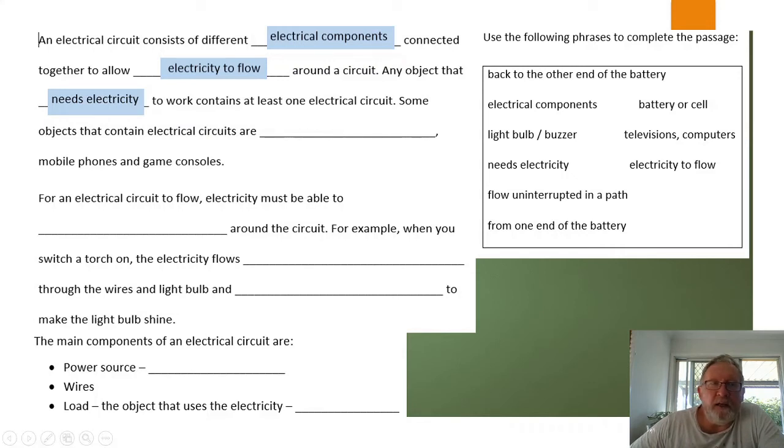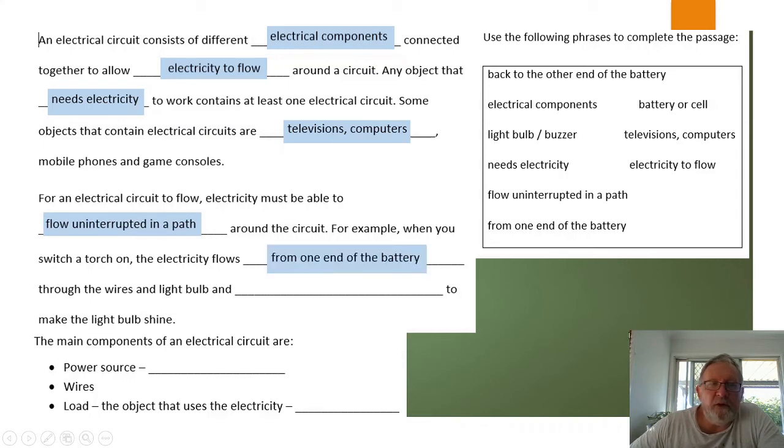Some objects that contain electrical circuits are, all right, so we've got mobile phones, game consoles, obviously we're listing things here, so televisions and computers are two more things that can contain electrical circuits. For an electrical circuit to flow, energy must be able to flow uninterrupted in a path around the circuit. For example, when you switch on a torch, the electricity flows from one end of the battery through the wires in the bulb and back to the other end of the battery to make the light bulb shine.